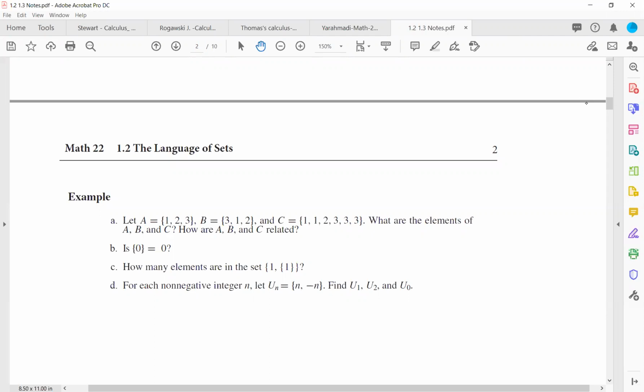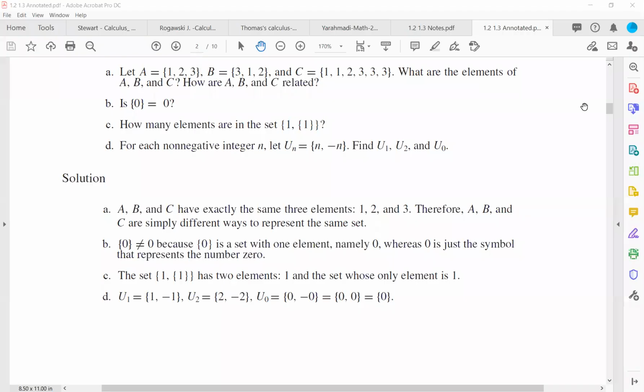Part B says, is the set including 0 the same as the number 0? Part C says, how many elements are in the set including 1 and the set including 1? And finally, for each non-negative integer n, suppose u sub n is the set including n and minus n. It says find u sub 1, u sub 2, and u sub 0. Please pause the video, try to solve these examples yourself, then we go over the solution together.